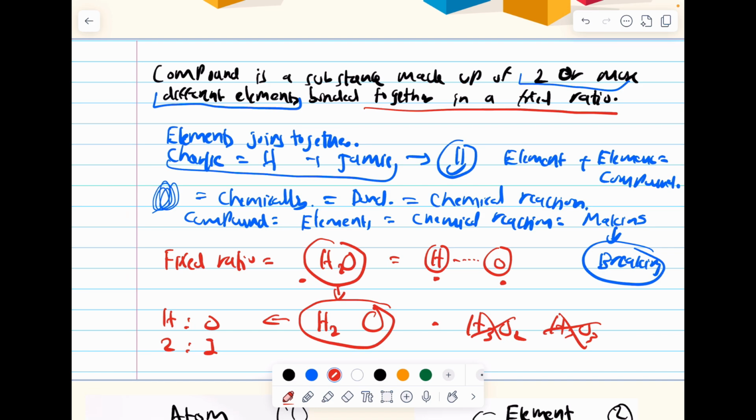You need to know the definition, and you need to understand that a compound is a substance made up of two or more different elements bonded together chemically, and then it's bonded in a fixed ratio, where the atoms of the elements used to make the compound have a fixed ratio, and the ratio is always the same.